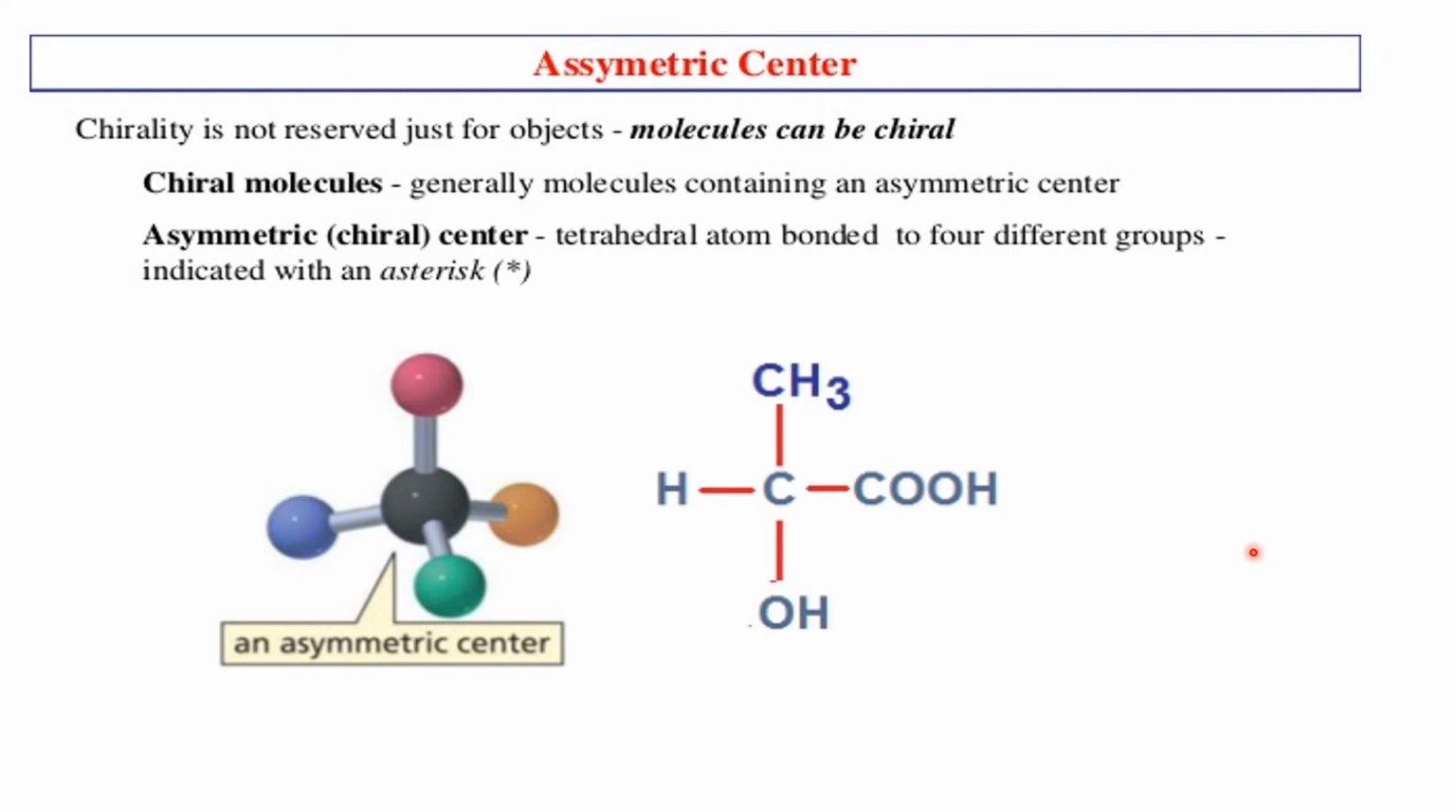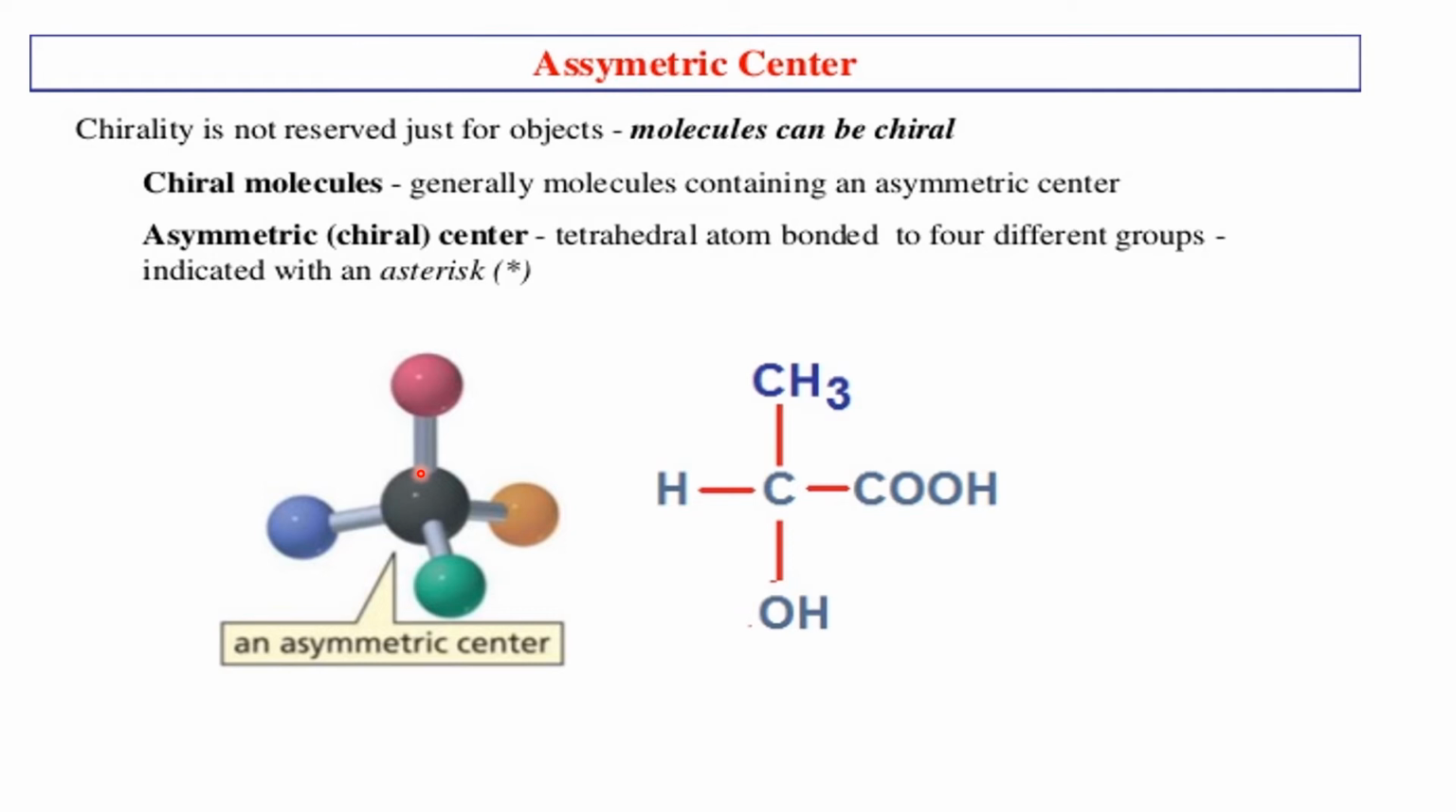So, chirality is a condition for a molecule to show optical isomerism. That stereogenic center or chirality center is also called an asymmetric center, and that carbon is called an asymmetric carbon atom. That means the molecule should contain an asymmetric carbon atom.